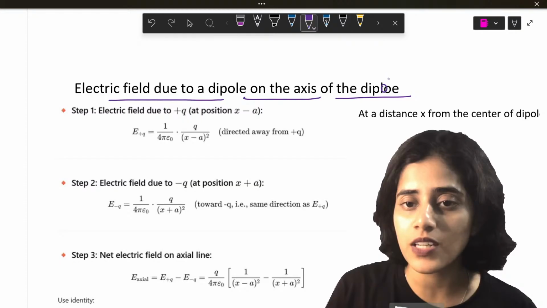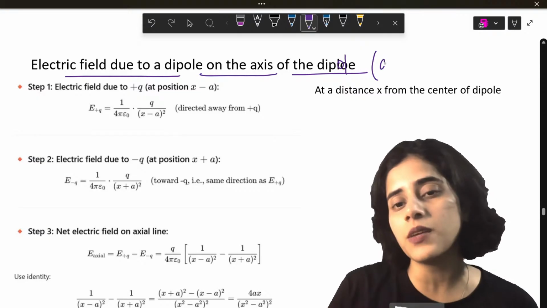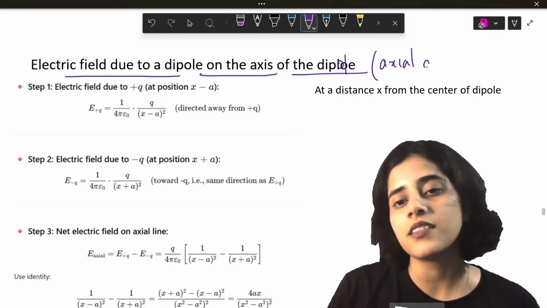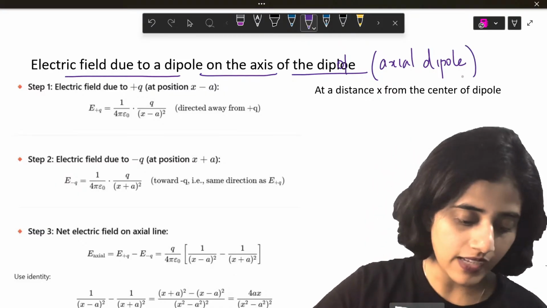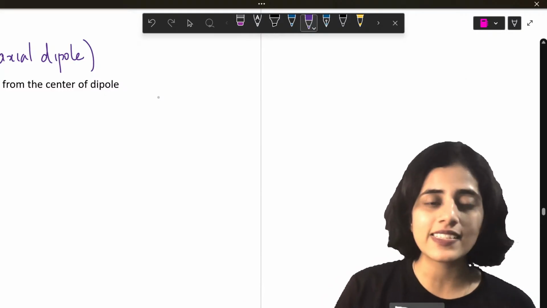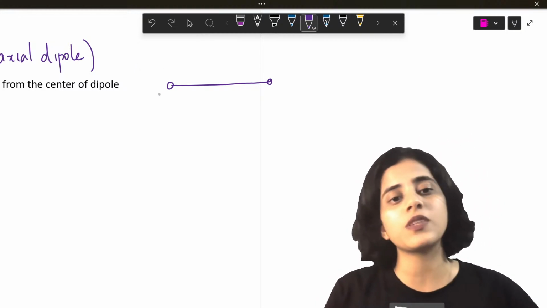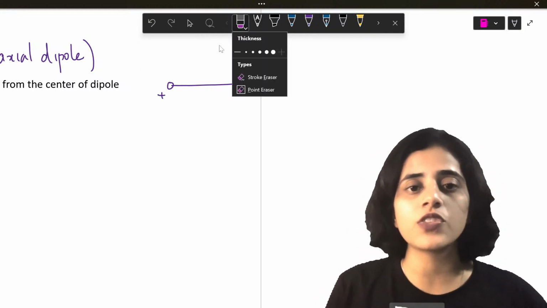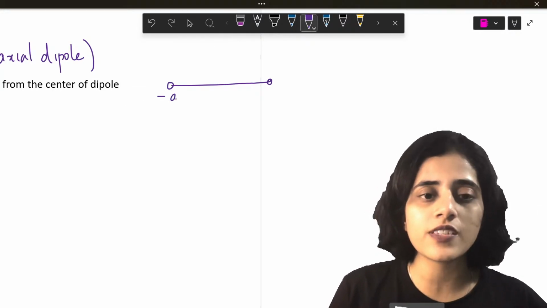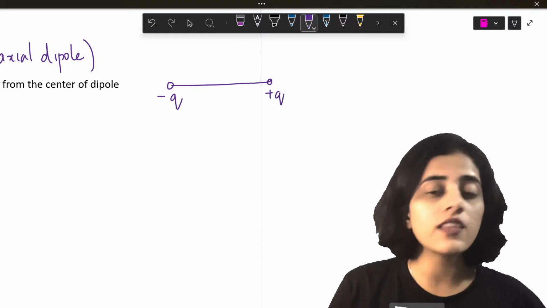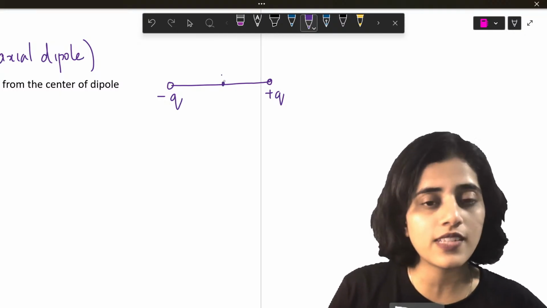Okay, oh, there's a spelling mistake here, on the axis of the dipole. The question could also be about an axial dipole. It could be on the axial part of the dipole as well. So what does axial mean? It means that if this is a dipole, which means if this is minus q and this is plus q, and this is a dipole, this is the center of the dipole. Let's just take it as O.